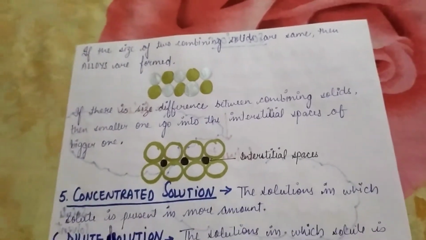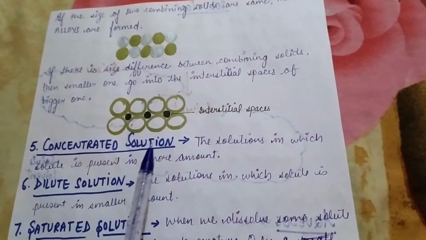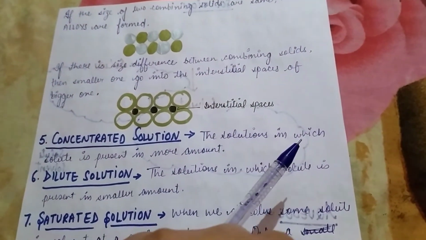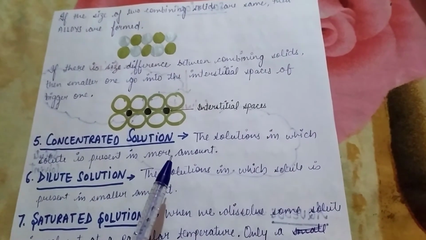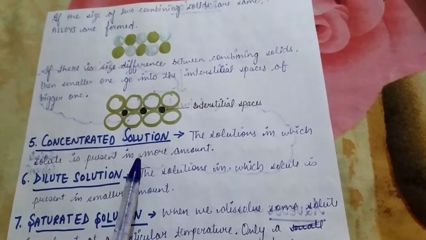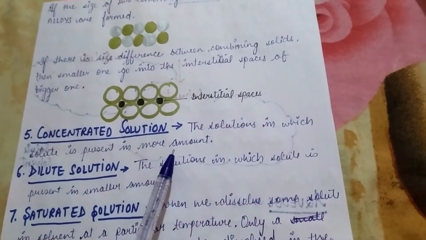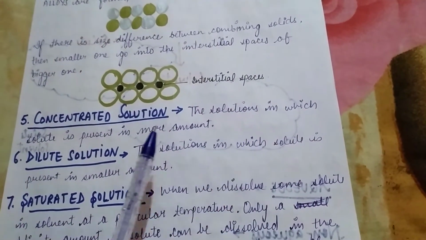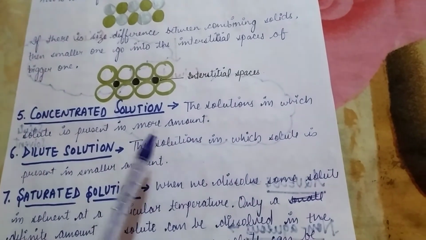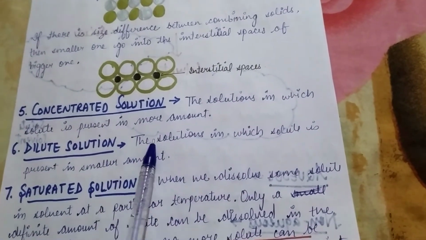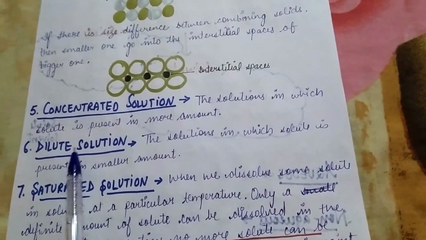Next is concentrated solution. Now the solutions in which solute is present in more amount, then that solution is known as concentrated solution. And if in a solution solute is present in smaller amount and solvent is present in larger amount, then those solutions are known as dilute solutions.